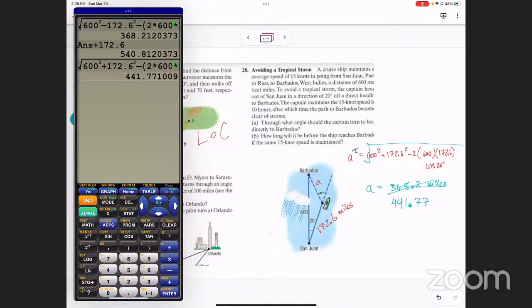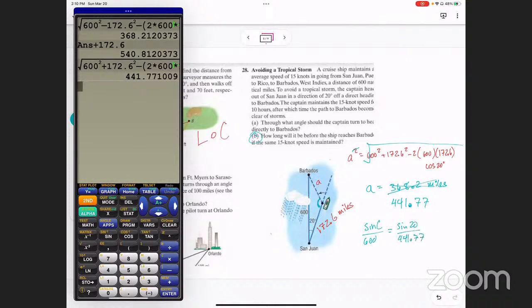Now it says, through what angle should the captain turn to head directly to Barbados? So we need to find this angle right here. That's what they really want us to find. And now we can answer B right here: how long will it take? We can do that one as well. Now that we found angle A, we can just use the law of sines. We'll call that C. The sine of C over 600 equals the sine of 20 over 441.77.